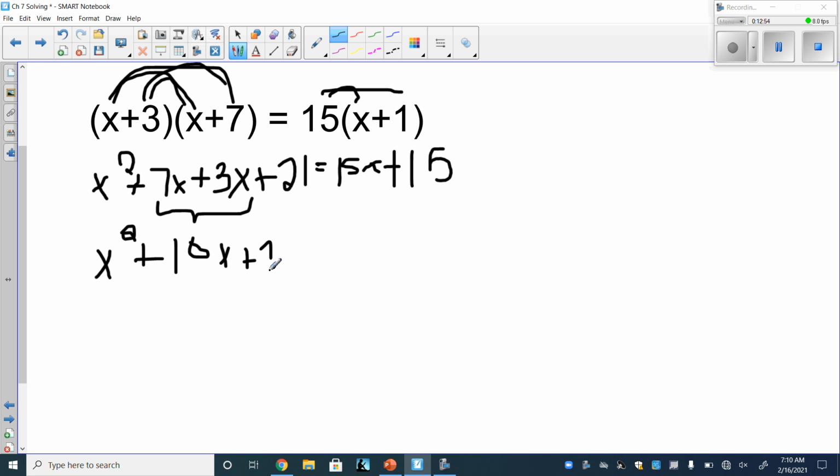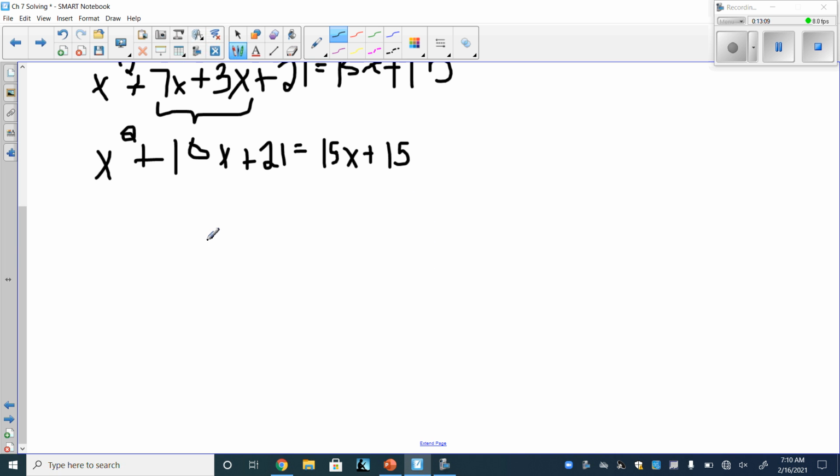plus 21 is equal to 15x plus 15. Now because we have a quadratic, we have a term with x squared, we've got to get everything on the same side. We only really get everything on the same side if we have a quadratic, and we have that here. So we'll need to move everything over to one side.